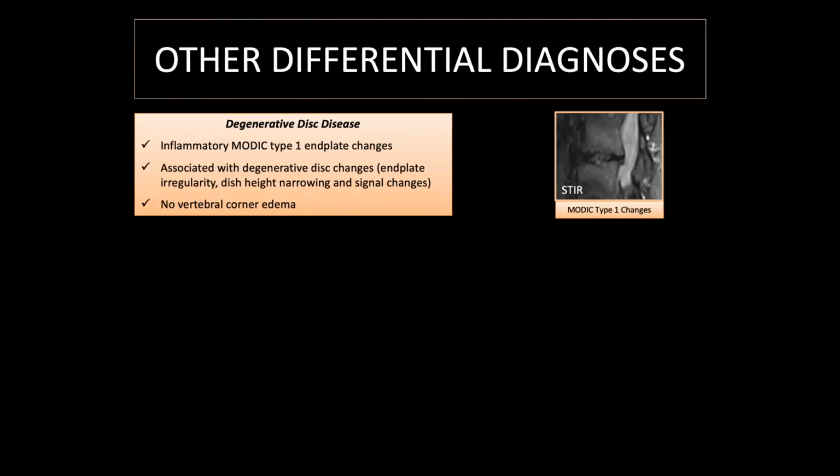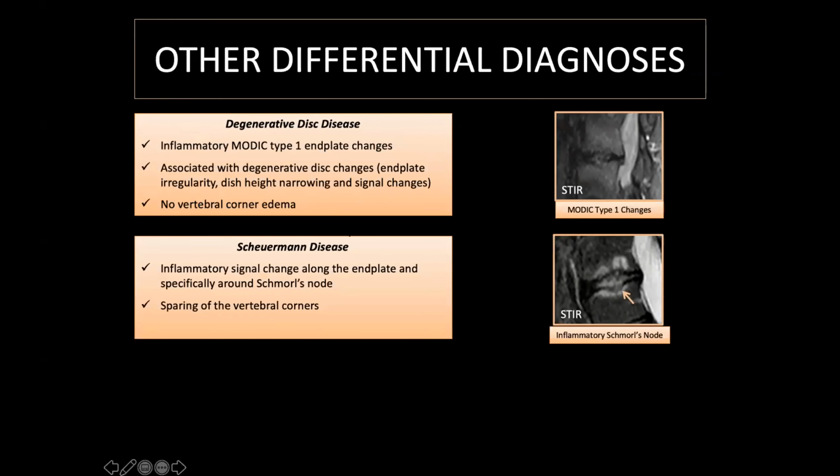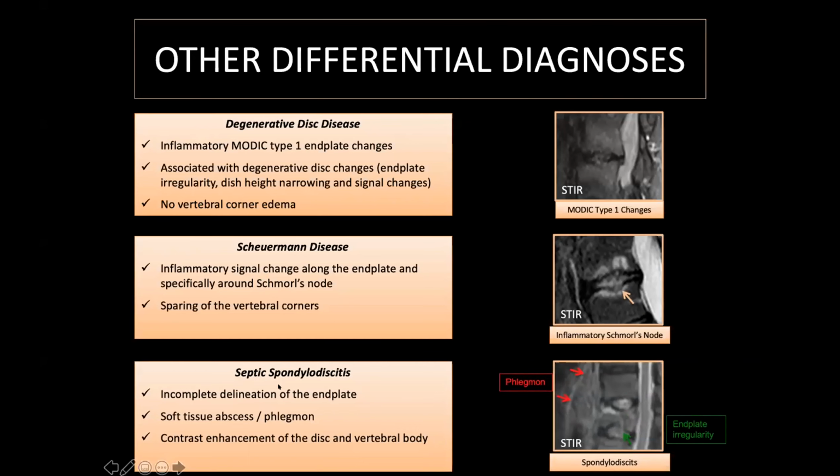Other differential diagnoses: degenerative disc disease, the classic inflammatory hemorrhagic type 1 end plate change. You can see some irregular end plates, bone marrow edema in the setting of degenerative disease, but no vertebral corner edema in this case. Scheuermann's disease, when the end plate edema is centered around Schmorl's node and involves multiple levels. However, there is no involvement of the vertebral corners as well. And last, septic spondylodiscitis. In this case, you have more signs of phlegmon, abscess, soft tissue thickening along the anterior soft tissues, and even epidural extension, and obviously end plate destruction and irregularity.